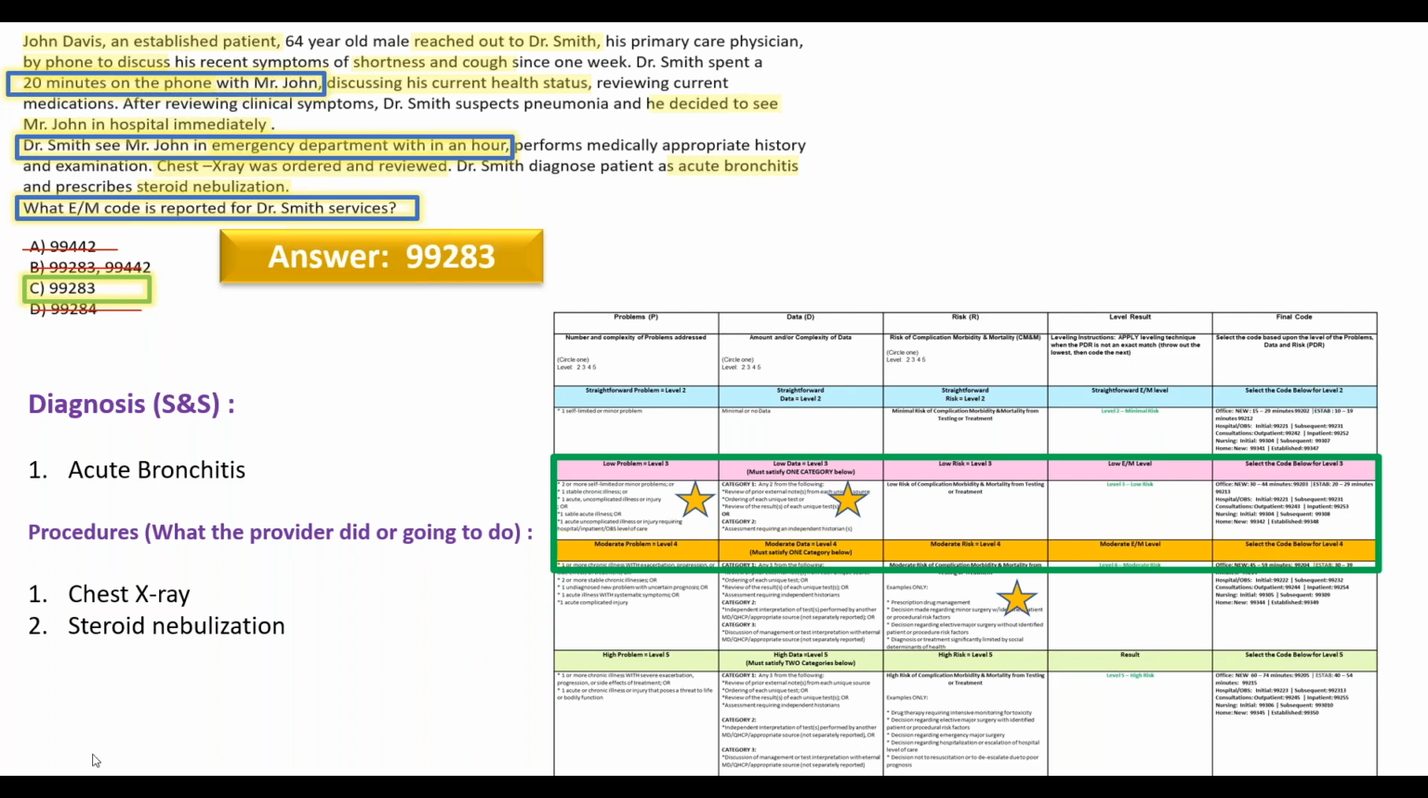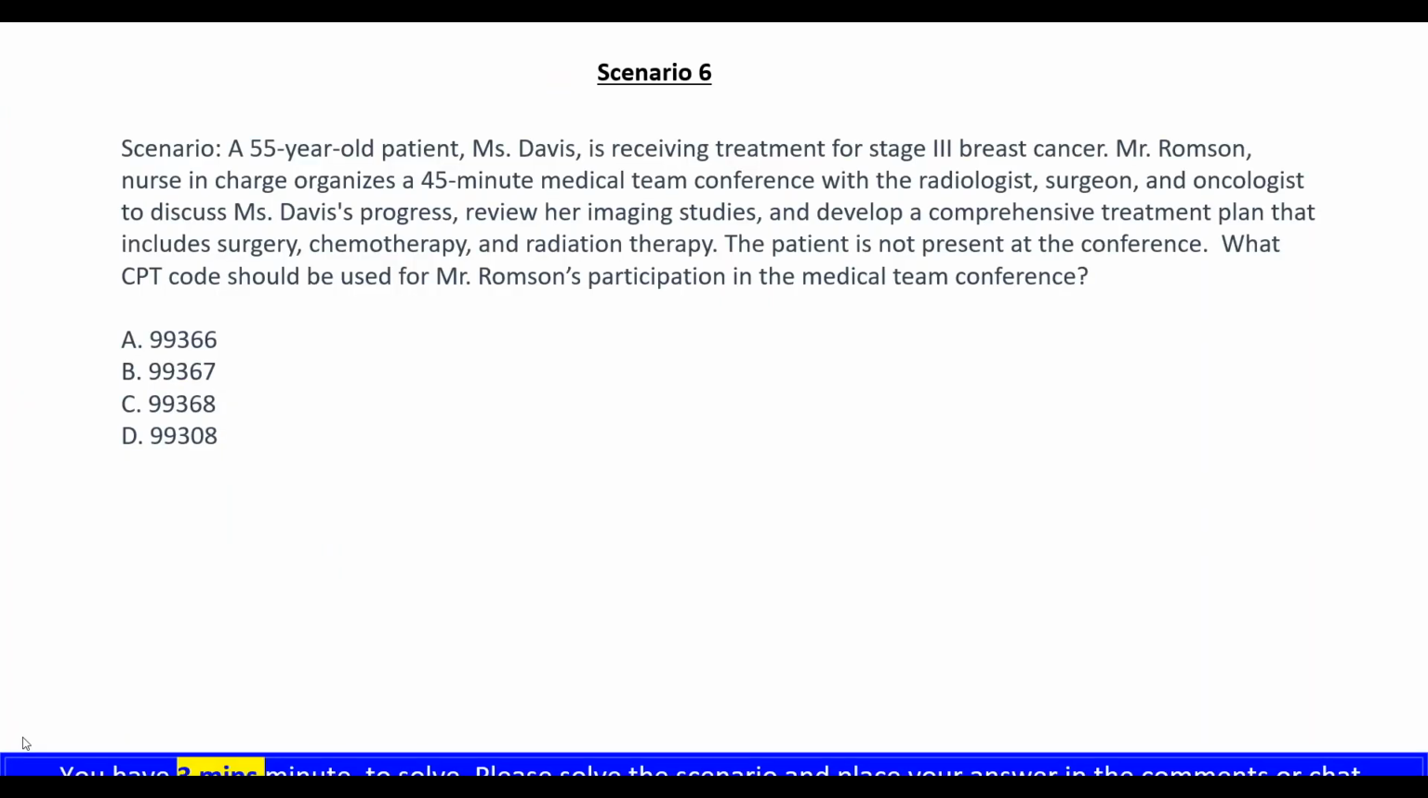Excellent. So let's move on to scenario number 6. And this time it's Miss Dania who's going to come and read the scenario for us.